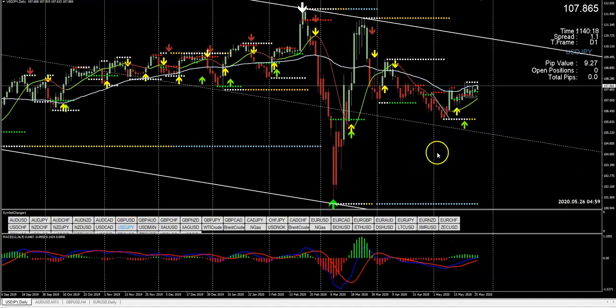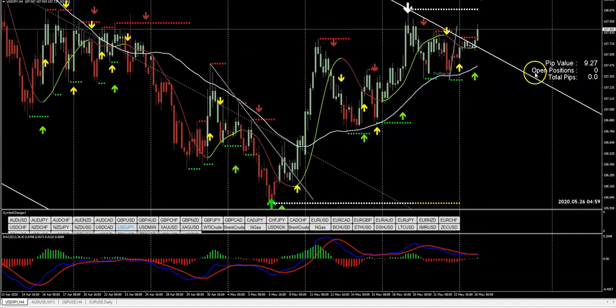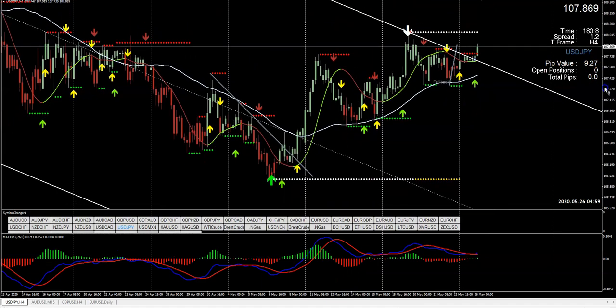Let's see, the dollar yen. Dollar yen is also showing a bullish trend. It's a little tighter than the other pair, but you can't really compare pairs. So let's focus on that.